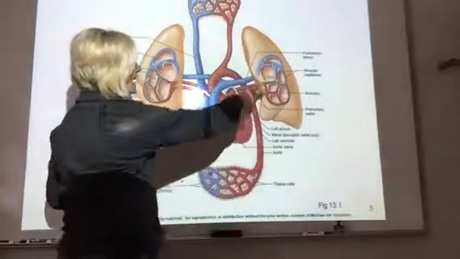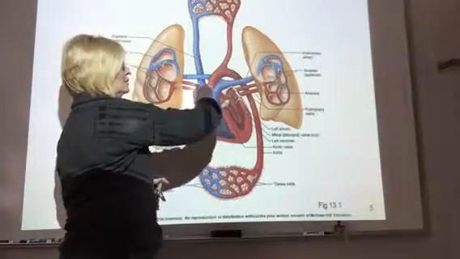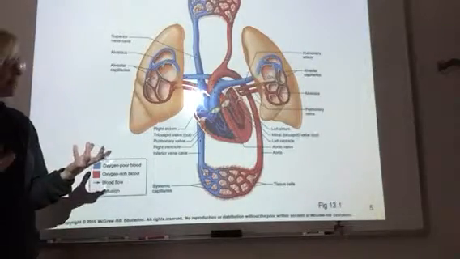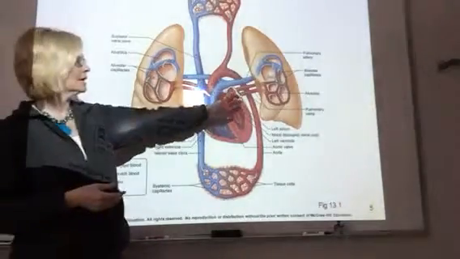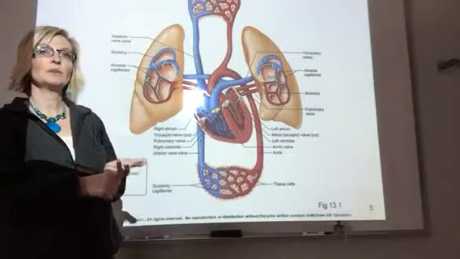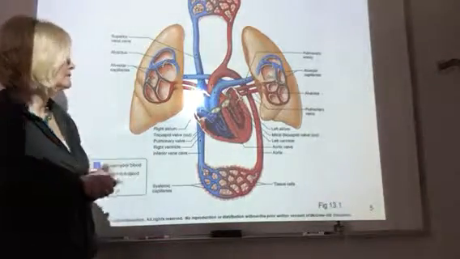So then when they come back through my pulmonary veins, these are the only veins that are red. They've picked up oxygen at the lungs, and they are coming back to the heart. So pulmonary arteries and pulmonary veins are the only blood vessels that are flip-flopped in color.